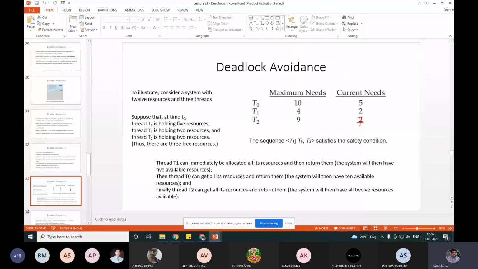So that's what the safe state is. Whenever you are allocating resources to a particular thread or process, make sure that the system is in a safe condition, and safe is about the order in which you are allocating the resources. If the system is not safe, surely the system will go into deadlock. If the system is safe, then there are chances that you can avoid deadlock.